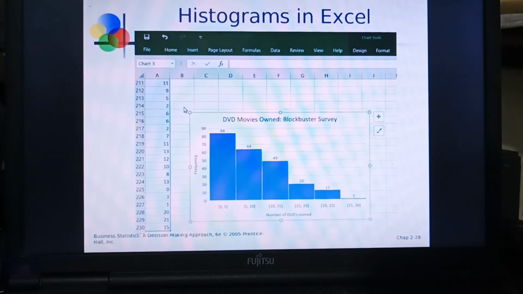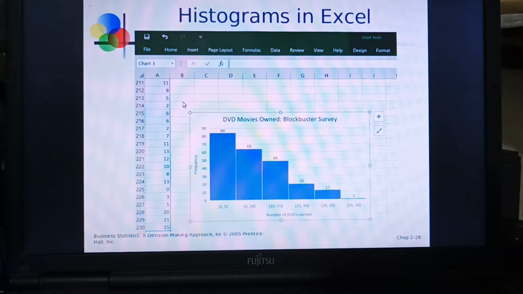Now, histograms can be easily constructed using Excel.